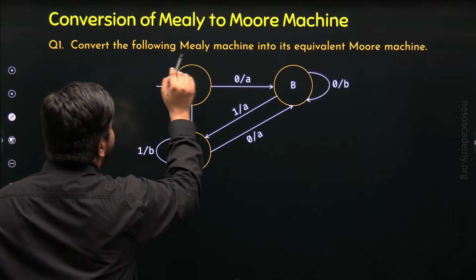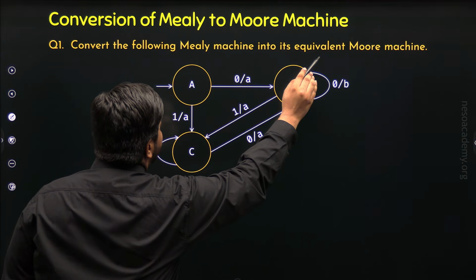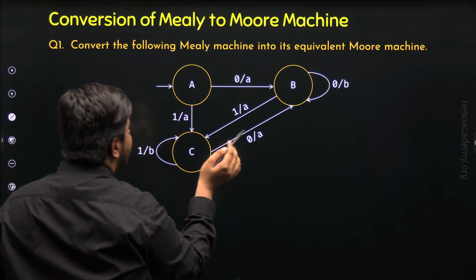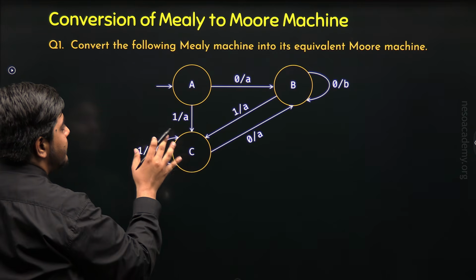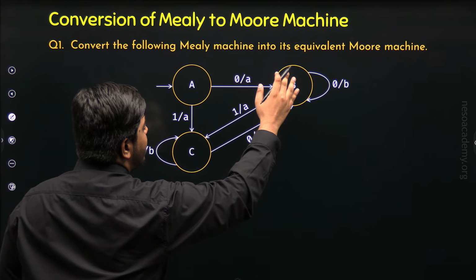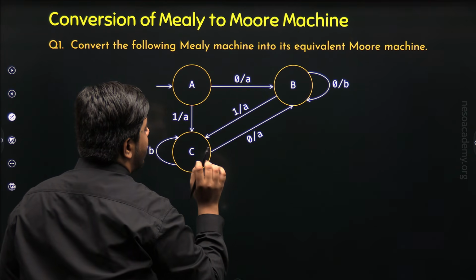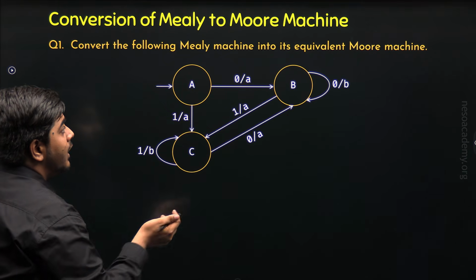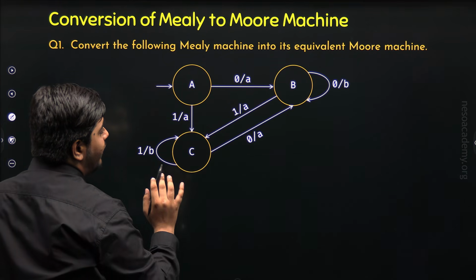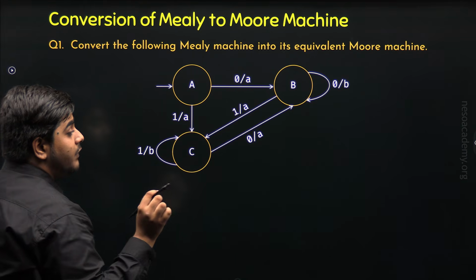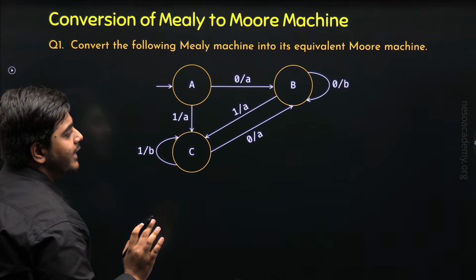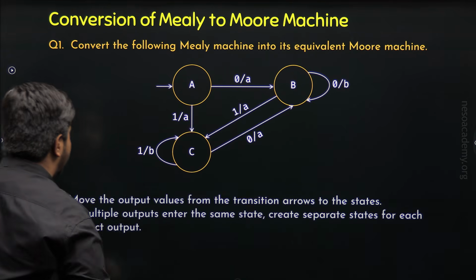Convert the following Mealy machine into its equivalent Moore machine. So this is the Mealy machine given to us, and we need to convert this Mealy machine into its equivalent Moore machine. Now how do we convert the Mealy machine transition diagram directly into the Moore machine transition diagram without drawing any transition table? Let's see.